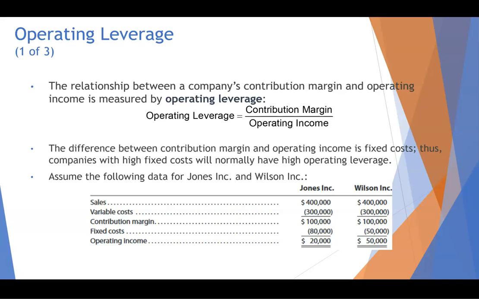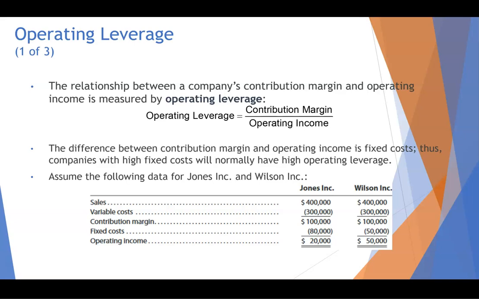Operating leverage is the relationship between the contribution margin and operating income. Literally, operating leverage is the contribution margin divided by operating income. The difference between contribution margin and operating income is the fixed costs. So companies with a high fixed cost are going to have a high operating leverage.